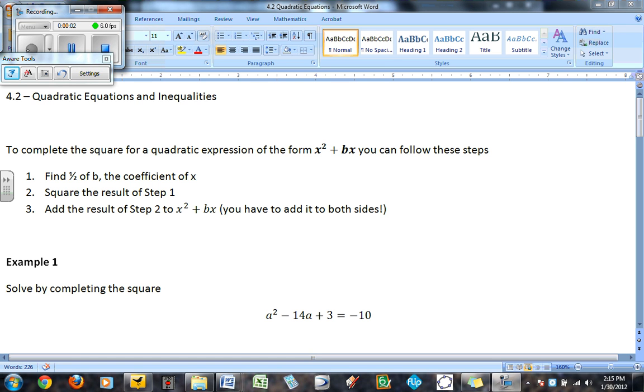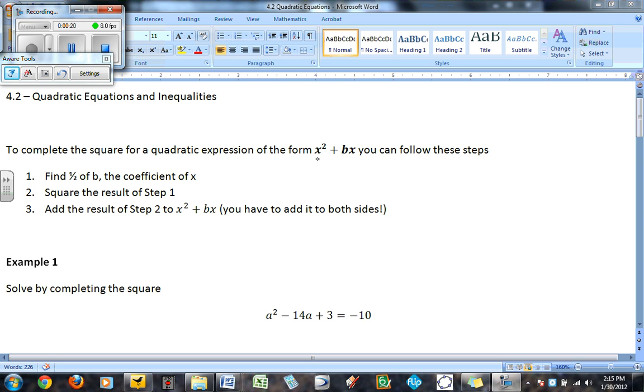Section 4.2 is about quadratic equations and inequalities. Before we begin on that, we are going to review a little bit of algebra. We are just going over this in the second trimester of algebra, and it's been a couple years since you've had that, so let's go ahead and review how we complete a square.